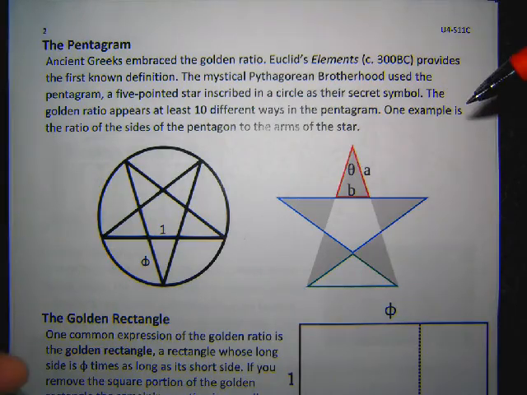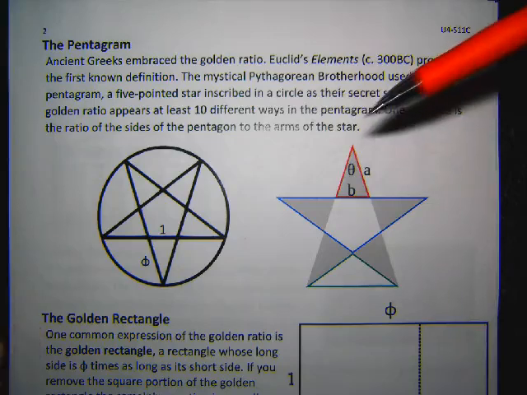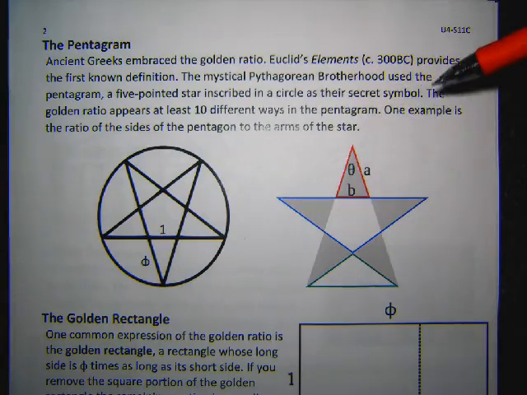They used this as a way to say, hey, are you a member of the brotherhood? You know what that is? If you draw it, they'd be like, yeah, no, I'm part of this group. It was their secret symbol. It actually has the golden ratio in like 10 different ways.